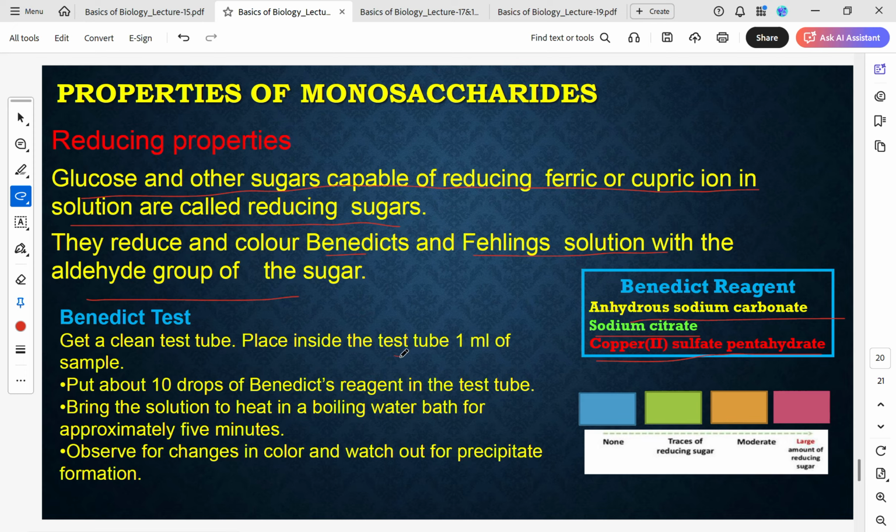So you place 1 ml of sample, put 10 drops of Benedict's reagent in the test tube, bring the solution to heat in a boiling water bath for approximately 5 minutes, and then observe the changes in color and watch out for precipitate formation. If there is no sugar, then you get a blue color. If there are traces of reducing sugar, then you get a green color. Moderate amounts result in an orangish color, whereas a large amount of reducing sugar results in a pinkish color.